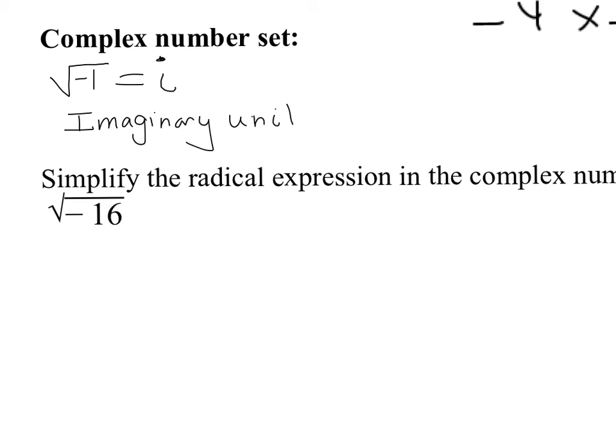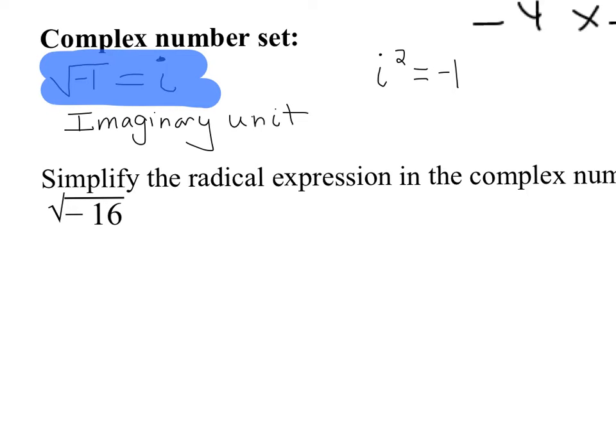So this i is the first number where I can take the square root of a negative number and get something. And thus we define it to be the number that, when squared, gives negative 1. So if I square i, I get negative 1. And you can see from this expression over here, if I were to square both sides, then I get i squared equals negative 1. So with this idea in mind, we can now deal with square roots of negative numbers.